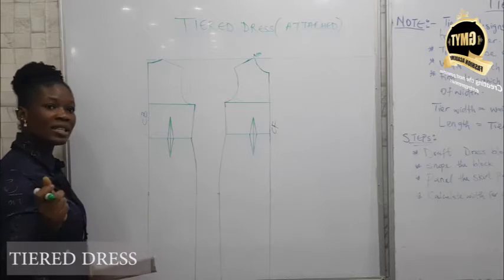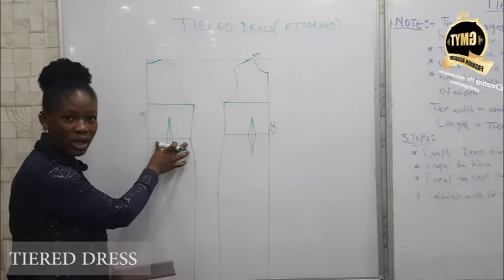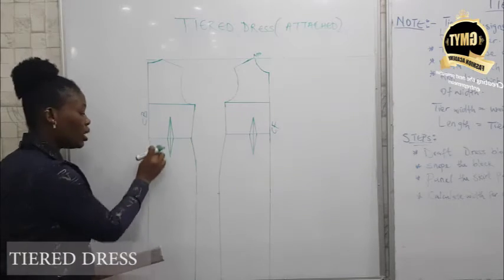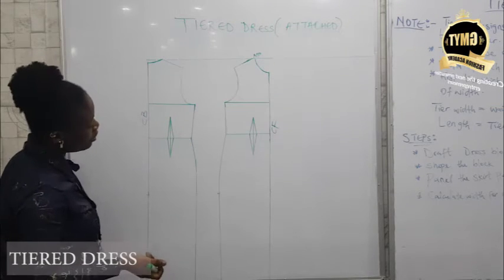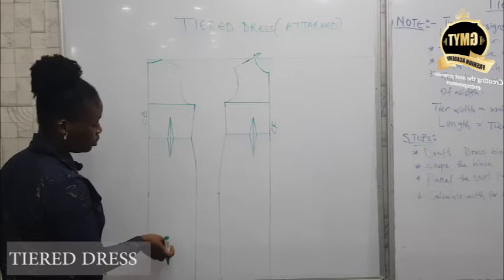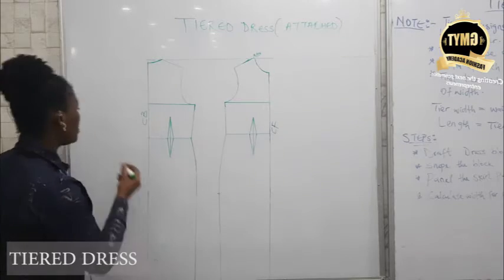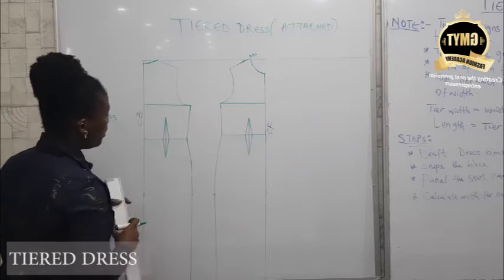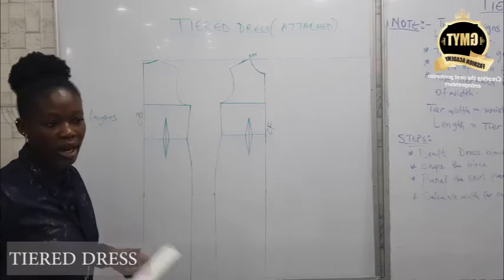So my own tiers is going to start from the waist. Because my tiers is starting from the waist, I'm going to do my division from waist to the hem. So how many layers of tiers do I want? Let me just do 4 layers. So I'm doing 4 layers. So I'm going to know what I have here.